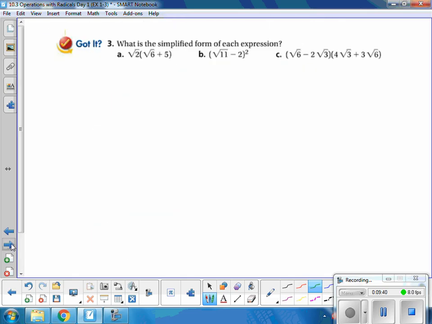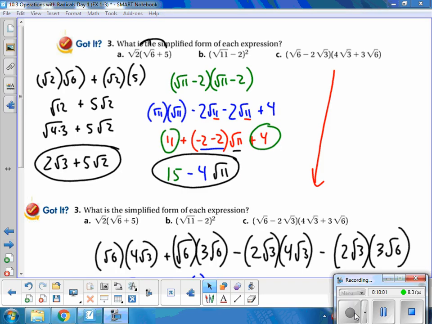All right, for the got it, you've got 3 here. Why don't you go ahead and press pause, work them all out, and then come on back. Looks like for this one, you're going to distribute. We've got a perfect square here, so you're probably going to do some foiling on this one. All right, press pause and work it out. This might use a few lines of paper.